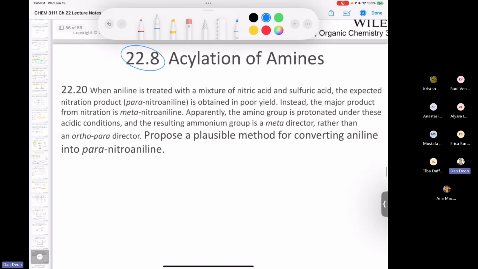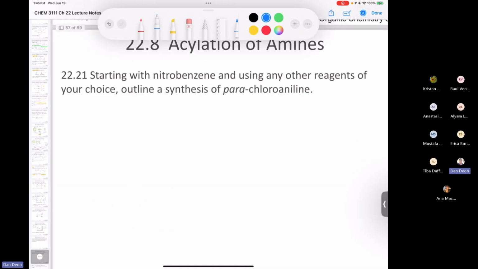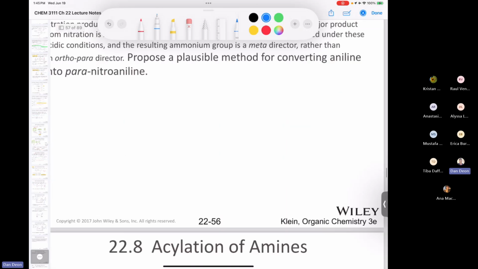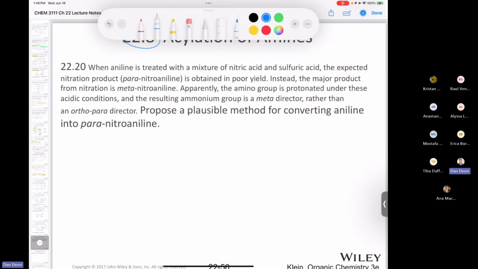So let's take a look at question 22.20 and see if we can make some sense as to why we look at this in detail. This question I consider a really good one, and this one too. These are both good, 22.20 and 22.21. I know we have the answers in the solutions manual, but they're great questions.